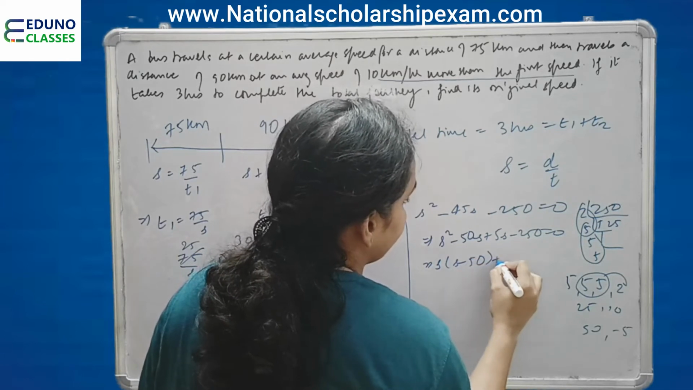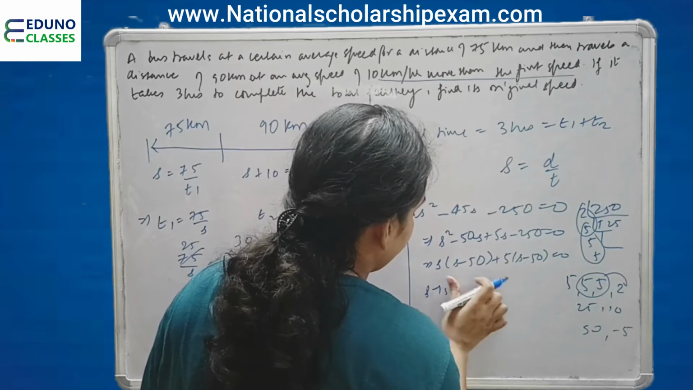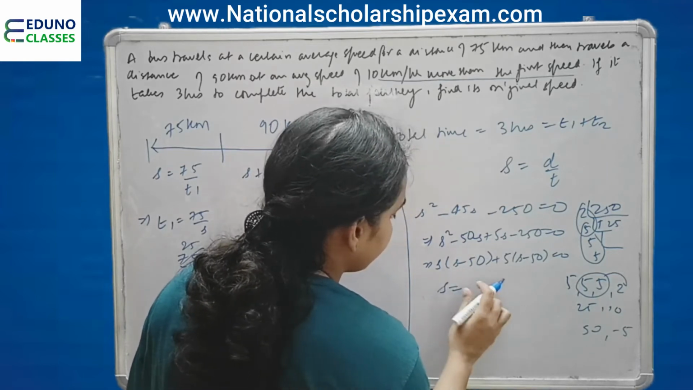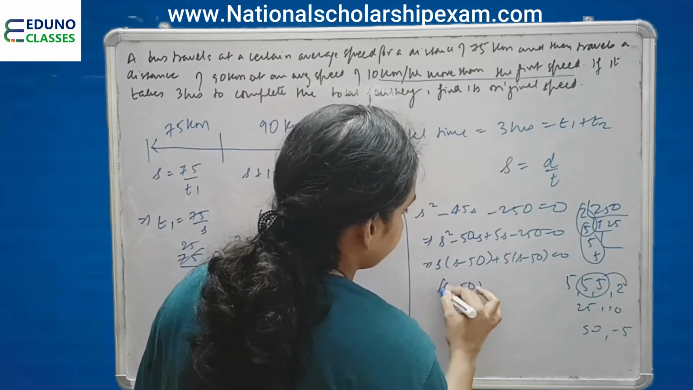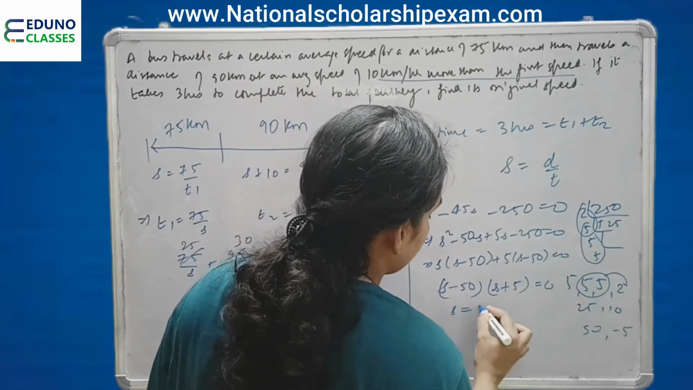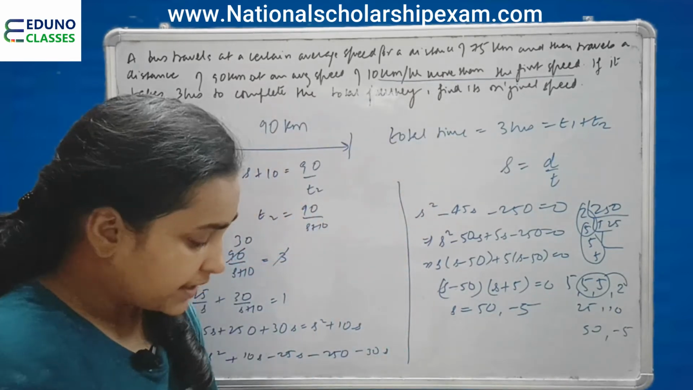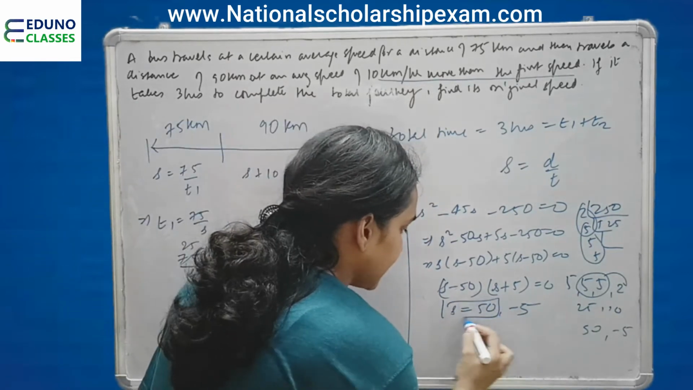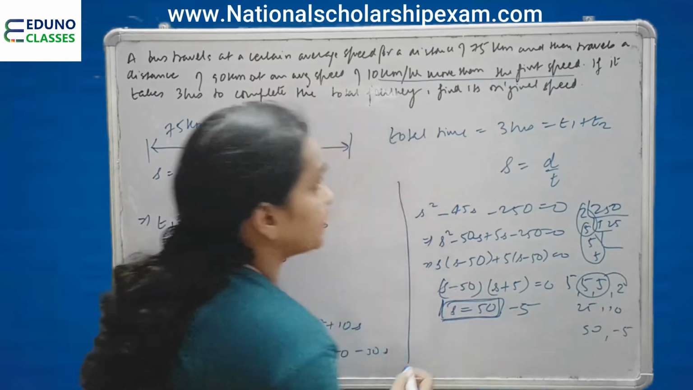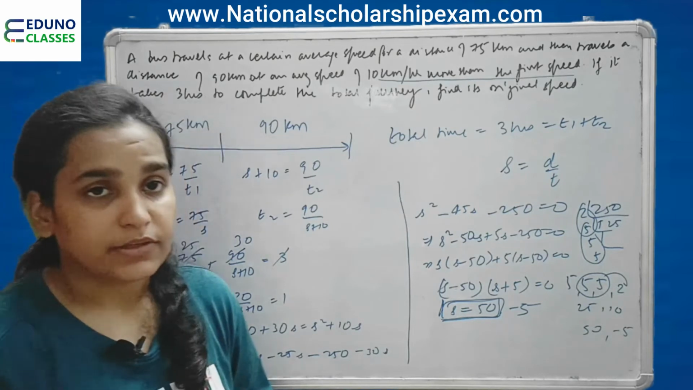S minus 50 plus 5 S minus 50 is equal to 0, taking S minus 50 as common, S plus 5 is equal to 0. So S is equal to 50 or minus 5, and we know speed cannot be negative, so the correct answer is S is equal to 50. So the original speed was 50. This is how we solve these kind of questions.